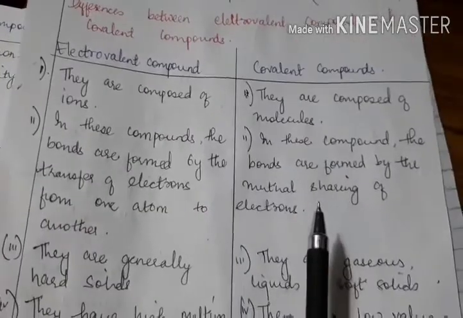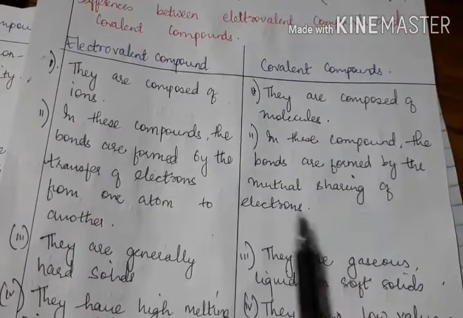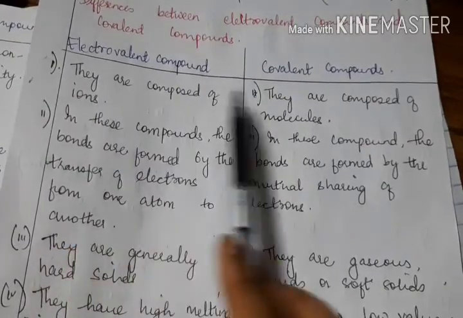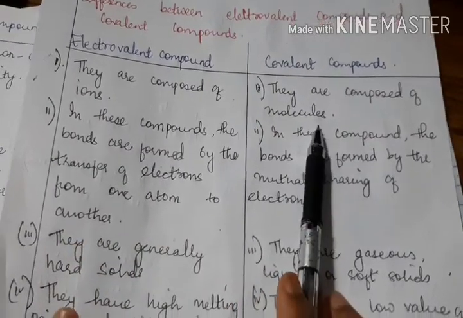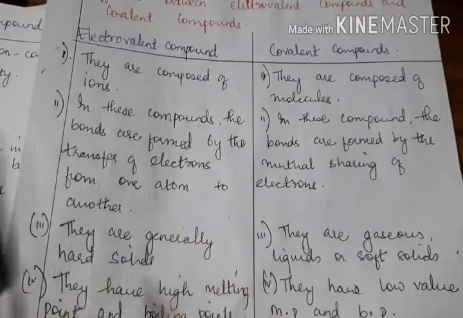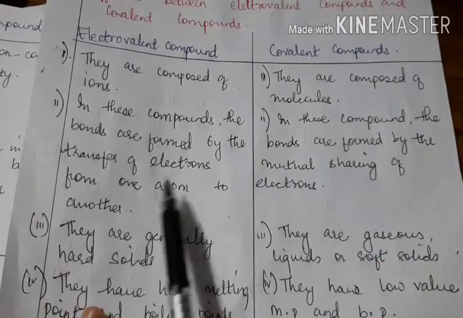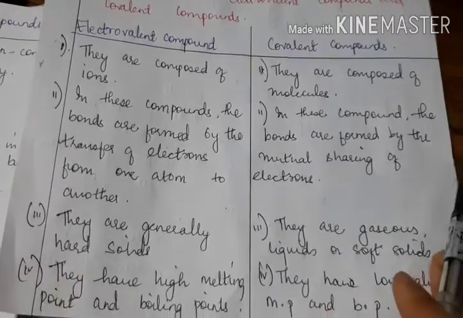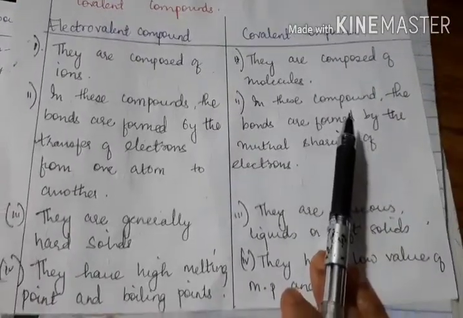Now, finally, we have the differences between electrovalent compounds and covalent compounds. First, electrovalent compounds are composed of ions. You know that covalent compounds are composed of molecules. Electrovalent compounds are formed by the transfer of electrons from one atom to another, whereas covalent compounds are formed by mutual sharing. Both of the atoms share electrons.